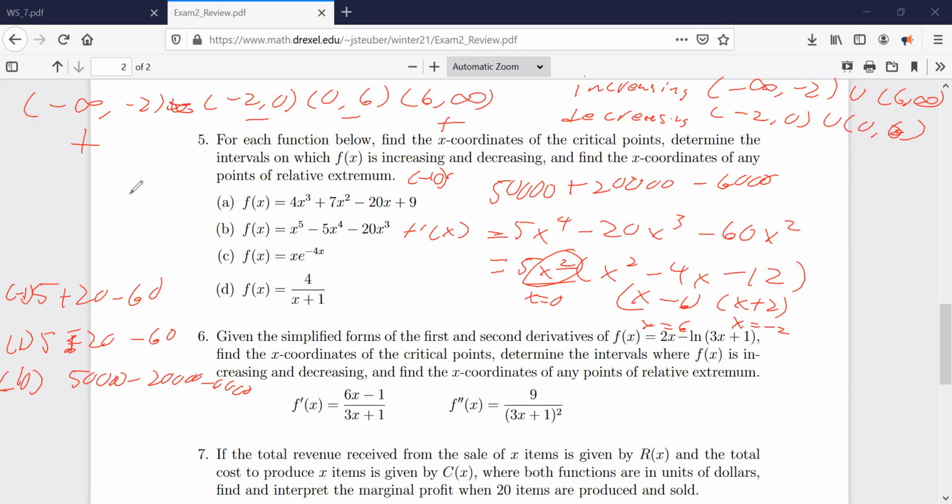And that tells me that when you switch from increasing to decreasing, there's a max at negative 2, f of negative 2. And then there is a min when you switch from decreasing to increasing at 6, f of 6. Right? Makes sense to everybody?